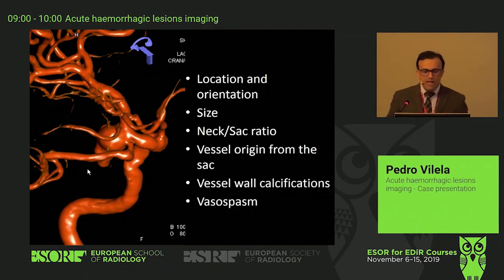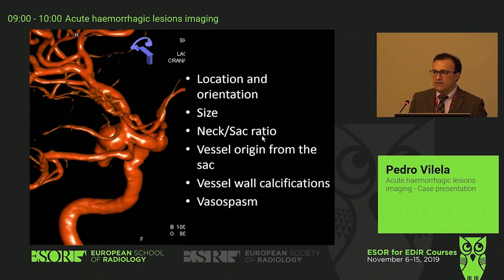Okay? And these are the things that you actually need to report when you do a CTA. So, location and orientation. What can you say? Location is the PCOM, supraclinoid segment at the PCOM. This is the PCOM, right? If this is the PCOM, this vessel here above will be what? Anterior choroidal. Good? So, orientation. Simple. It's pointing posteriorly and inferiorly.